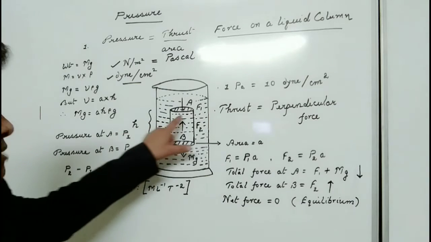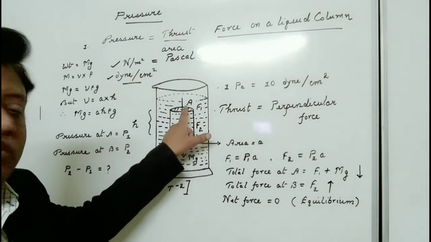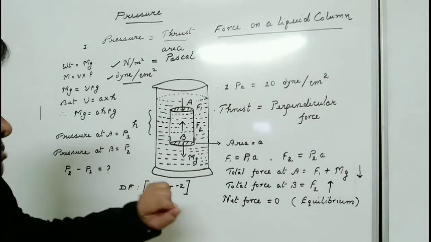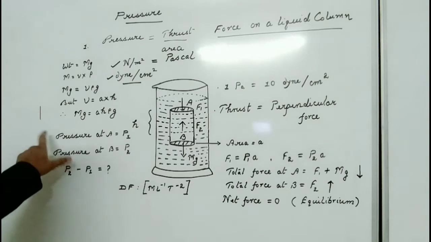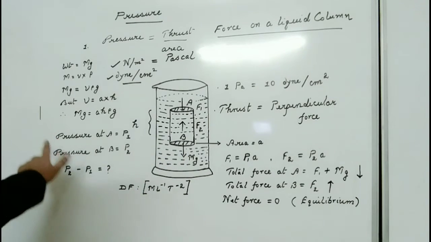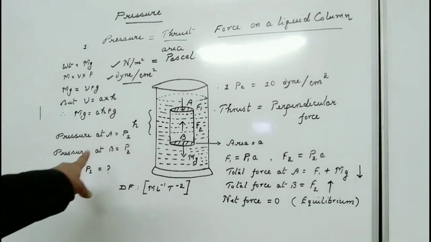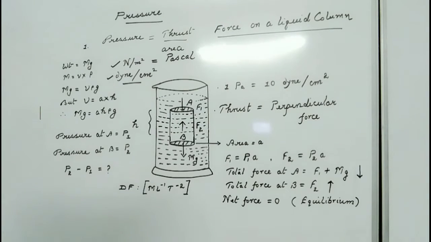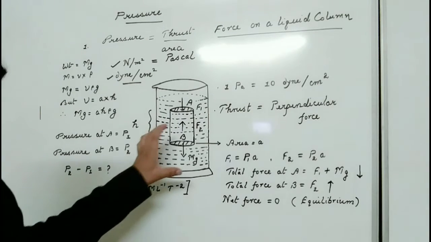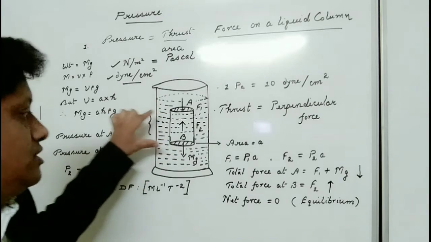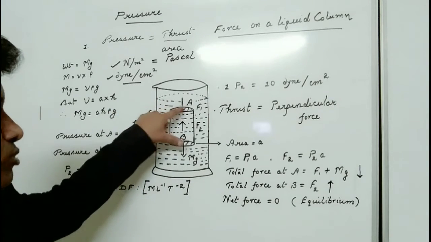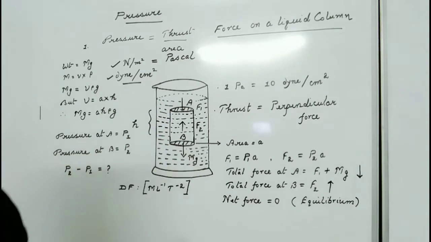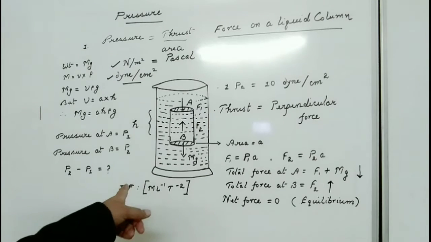So we consider that the pressure at point A is P1 and the pressure at point B is P2. I have already written here, pressure at A equals P1 and pressure at B equals P2. So we need to find the pressure difference between the two points, that is P2 minus P1. Again I am telling you, this is the imaginary cylinder which contains two points A and B on its opposite faces. Let the height of the cylinder be h.